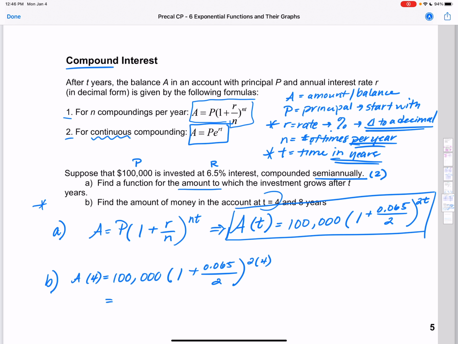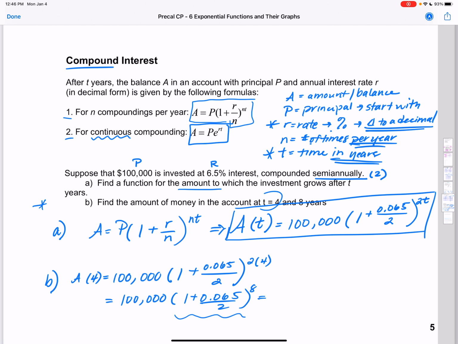So then this is 100,000 times 1 plus 0.065 over 2 to the 8th power. To put this in your calculator, it is important that you follow your order of operations. I always do this part first. So I do 0.065 divided by 2, and I get that number, and I add it to 1.